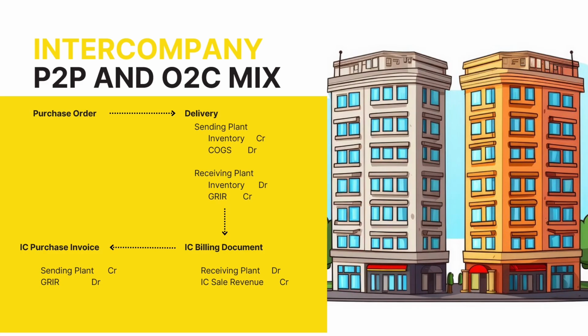So the very first thing is the receiving entity, whoever is requesting the material from plant A to plant B, let us say. Plant B is the one that is requesting some material and plant A is the one that is delivering the material. And plant B belongs to company code B and plant A belongs to company code A. So the purchase order is raised by company code B, which is the receiving entity.